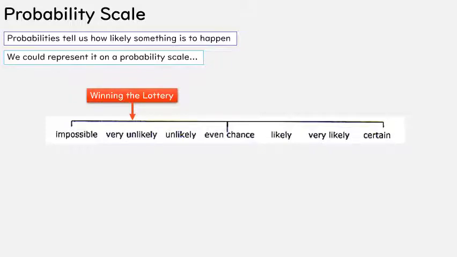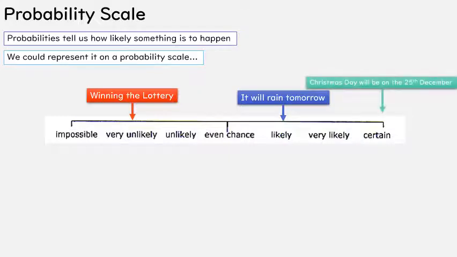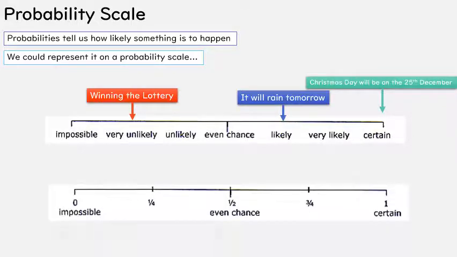We're very unlikely to win the lottery. It's probably likely that it will rain tomorrow, and we can be certain that Christmas Day will be on the 25th of December. So instead of just using words though, in maths we like to give probability a numerical value. So we can have the same sort of number line, but notice that impossible has a probability of 0 and certain goes all the way up to 1. So for something certain going to happen, it's going to have a probability of 1 whole.